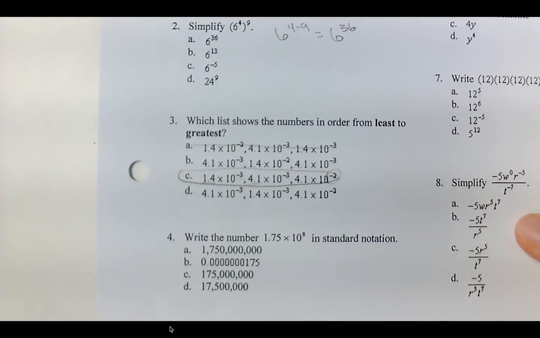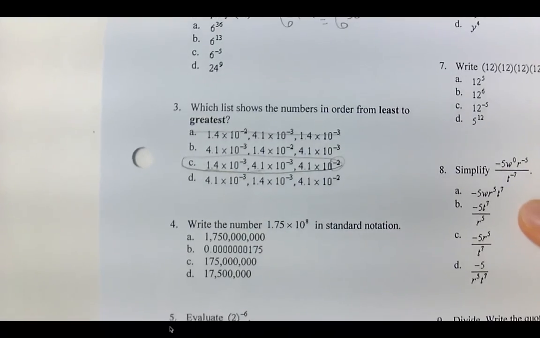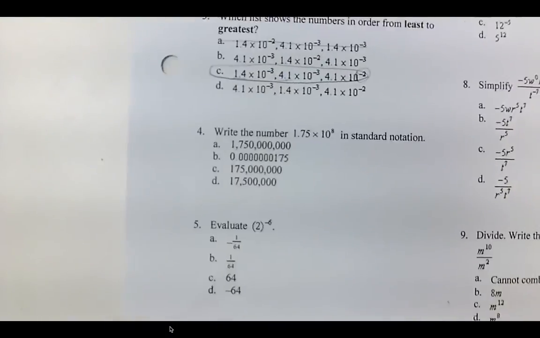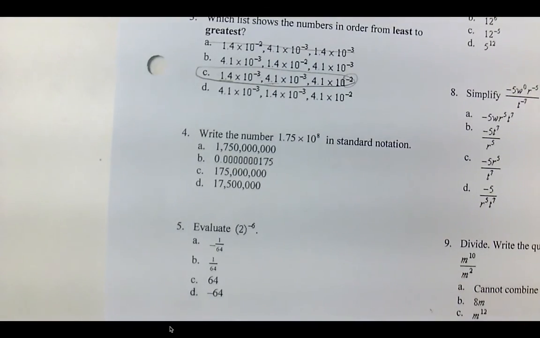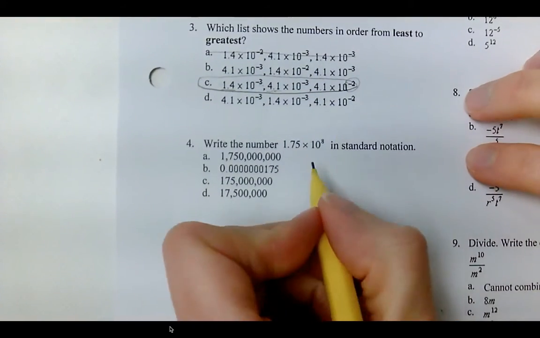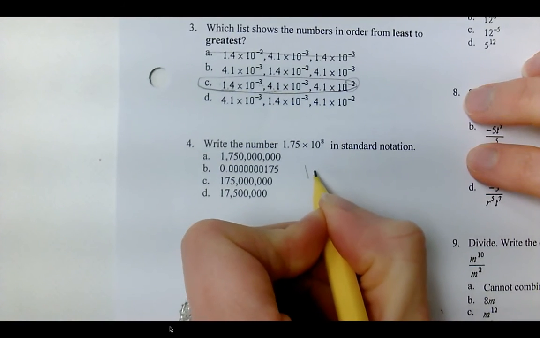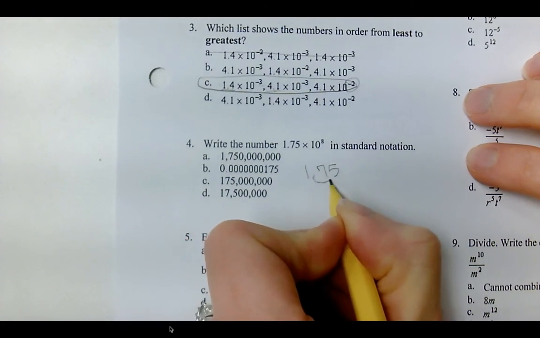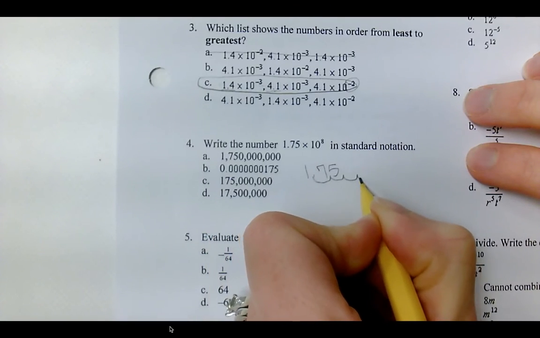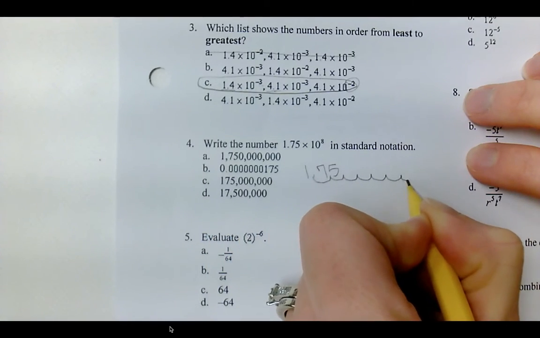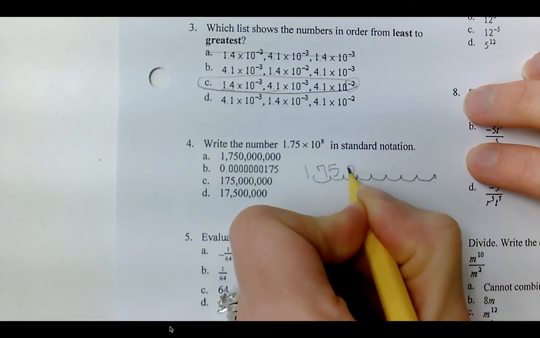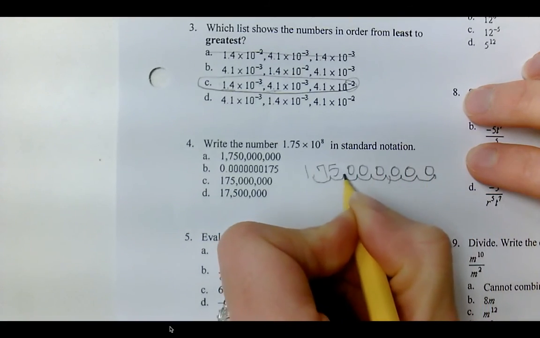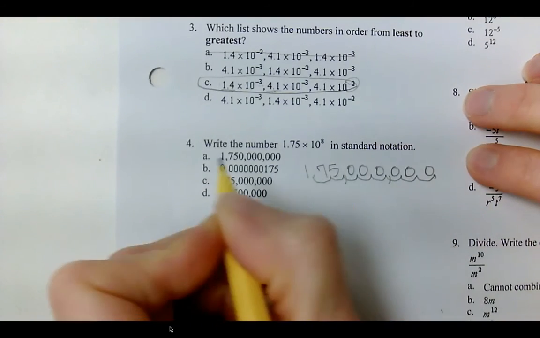We are writing that number in standard notation for number 4. So that tells us that we need to move our decimal 8 times. It's a positive 8, so our number is going to be larger than 1. So I'm going to move it 8 times to the right. 1, 2, 3, 4, 5, 6, 7, 8. So that's 1, 2, 3, 4, 5, 6 zeros. So our answer is C.